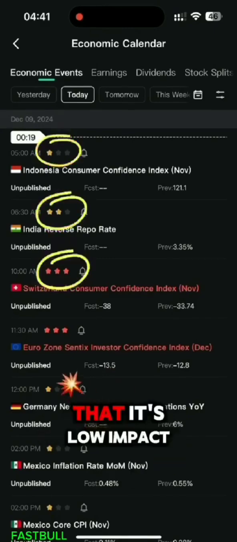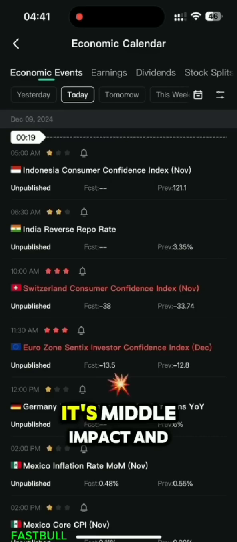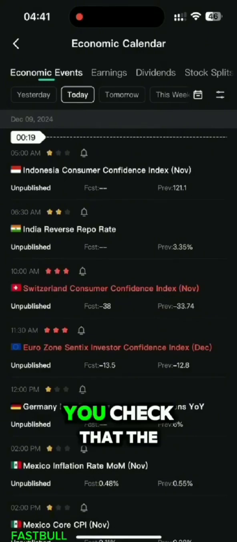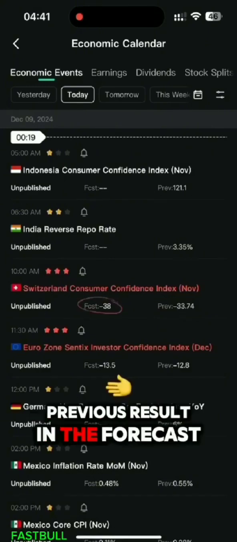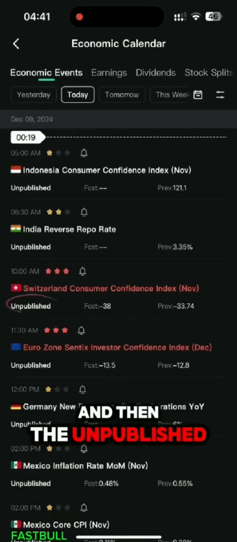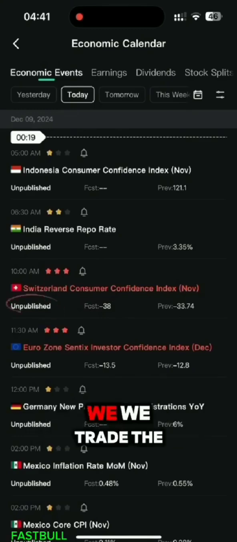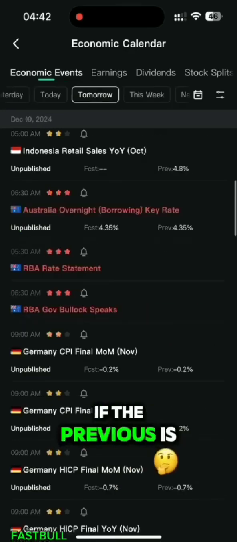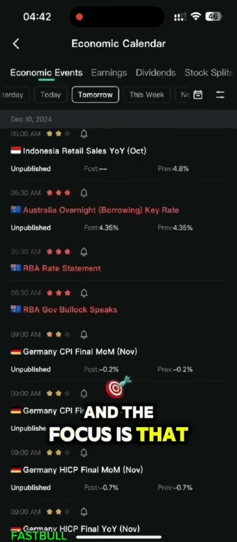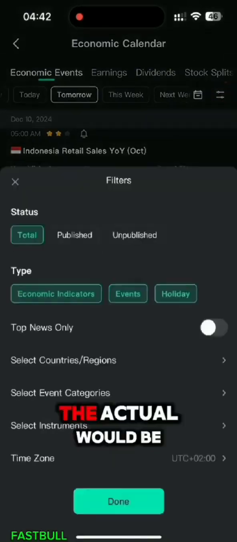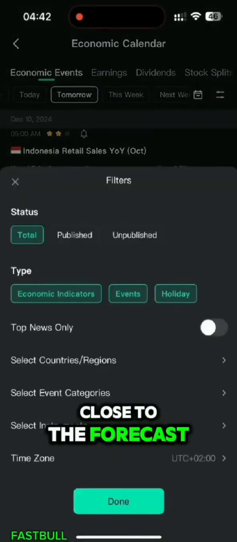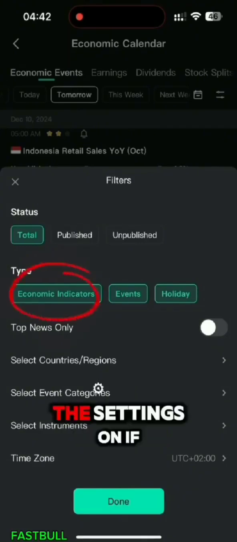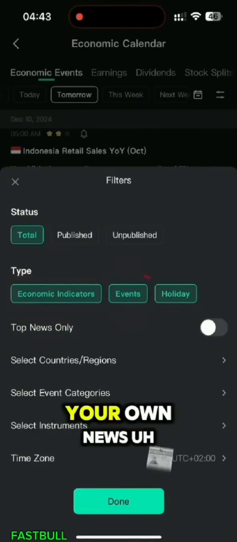One star means it's low impact, 2 stars means middle impact, and 3 stars means high impact. There you check the previous result, the forecast, and the unpublished, which will be the actual. We trade the unpublished news using the previous and the forecast. If the previous is that percent and the forecast is that one, it means the actual would be close to the forecast. When you click the top right corner over there, it shows you the settings on how to set your own news.